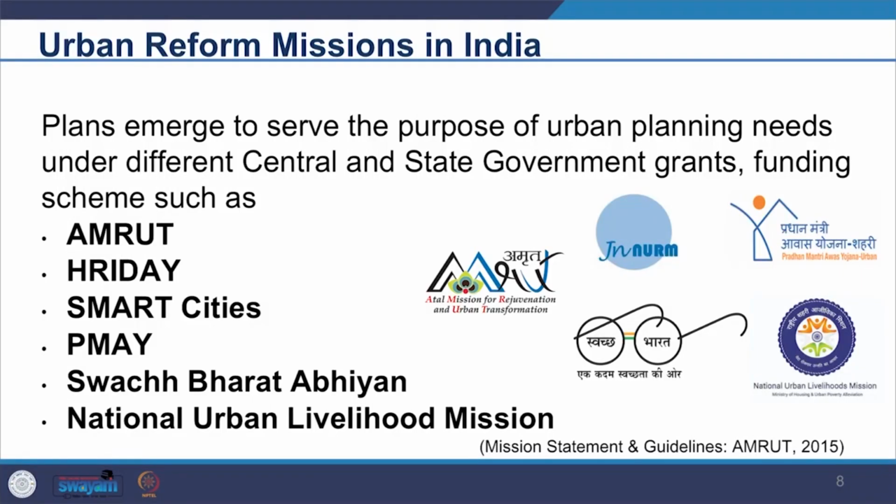These plans may also emerge to serve the purpose of urban planning needs under different central and state government grants. Funding schemes such as AMRUT, earlier the Jawaharlal Nehru National Urban Renewal Mission, abbreviated as JNNURM, and Hriday, Smart Cities, Pradhan Mantri Awas Yojana, Swachh Bharat Abhiyan, National Urban Livelihood Mission, and so on. In this session, we are looking at AMRUT and its components as an example of special purpose plan within the larger ambit of different levels of plans. Let us briefly understand the difference between JNNURM and AMRUT.